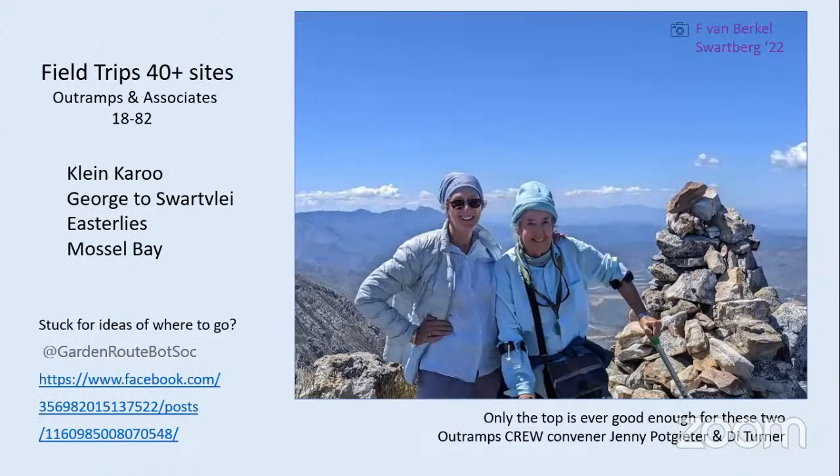Okay, so now how about this year? Di Turner, former leader of the Outrams, has been rallying the troops aged 18 to 82, I think in fact possibly older, for these field trips to plus minus 40 sites. And she commandeered a vast array of associates. Field trip range will be similar to that seen in the previous slide and are not open to the public. But if people are stuck for ideas, please take a peek at the list on BotSoc Garden Route page.